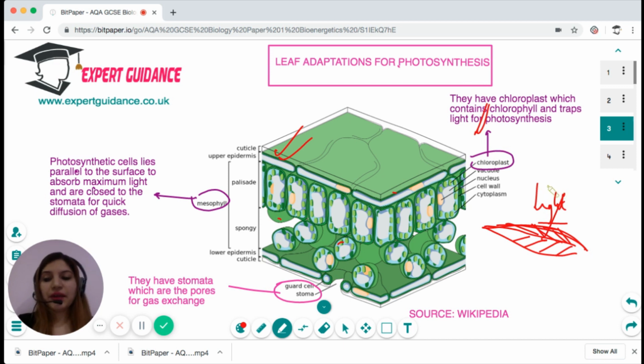They require carbon dioxide and they release oxygen. So for gas exchange, they have air pores in them called the stomata. The stomata have the guard cells which open and close to trap and exchange the gases. Next, the photosynthetic cells, can you see, they just lie at the surface so that they can use the maximum light possible for photosynthesis. So they can ask you in the exam, what are the different adaptations a leaf has for maximum photosynthesis? So make sure you remember them well.